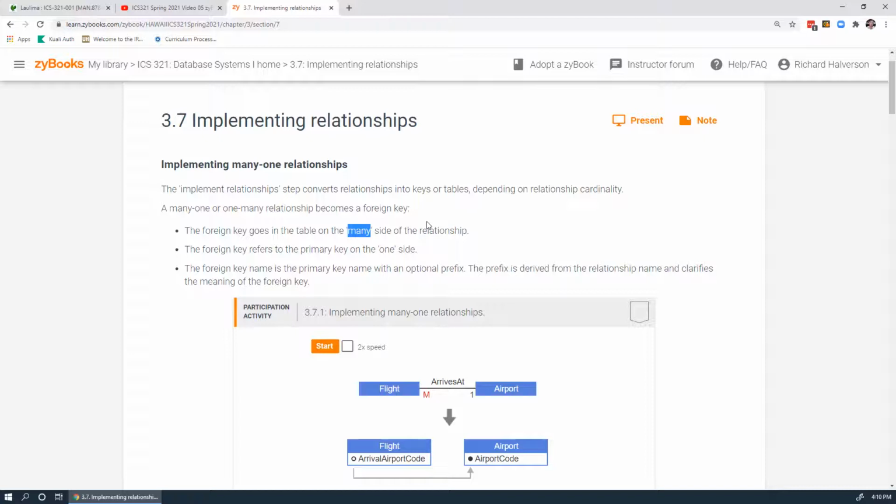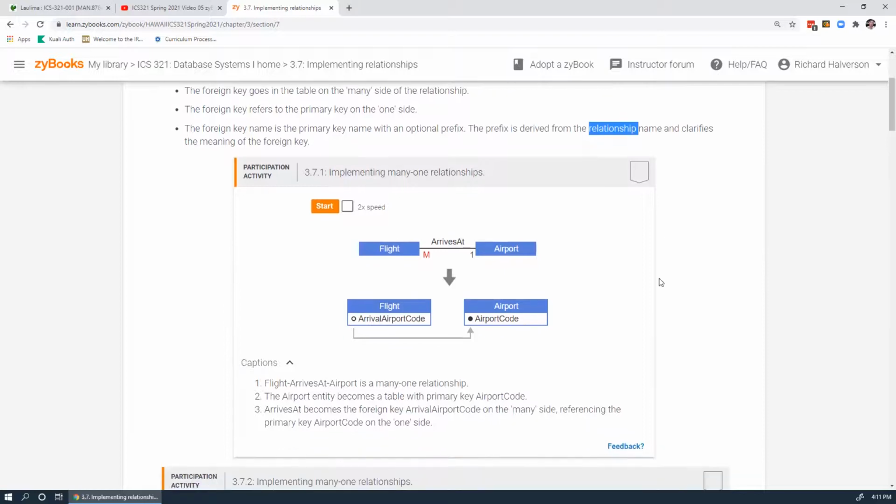You would have to have as many fields as the maximum number of departments that you'd have, and it'd be a mess. So a foreign key refers to the primary key on the one side. So we're talking about one to many, many to one. The primary key of the one side becomes the foreign key on the many side. The foreign key name is the primary key name with the optional prefix. The prefix is derived from the relationship name and clarifies the meaning of the foreign key.